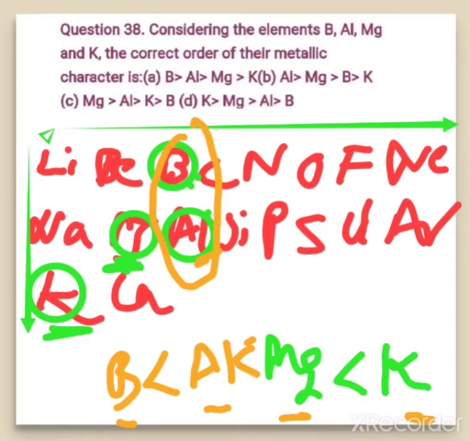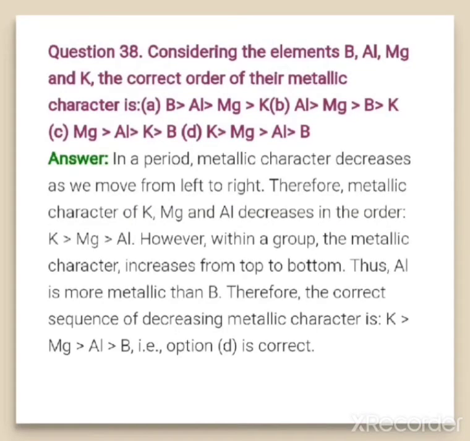So when you identify from this problem, the maximum is for potassium, and that is the D option. D option is the correct option. So let us check the answer. When you check the answer, you will see that the D option is the correct option. So we have identified the correct option based on the position of these elements in the periodic table.